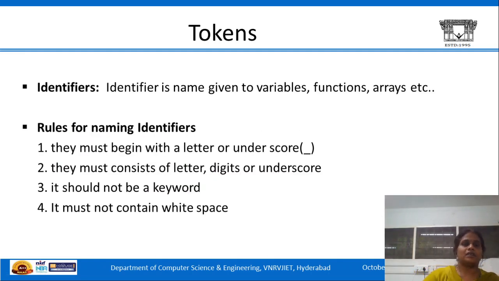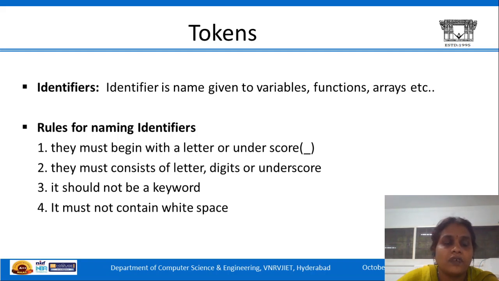And next is the identifier. Identifier is a name given to variables, functions, arrays, etc. Okay, user defined names that we give to the variables. What is a variable? To perform any task, first we define some functions and some variables, and variables are used to store values. We declare some variables, and the names given to them are called identifiers.